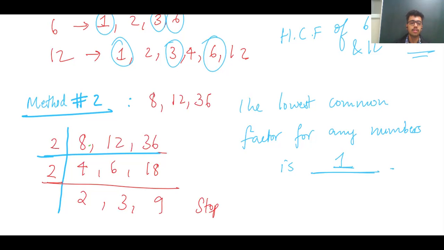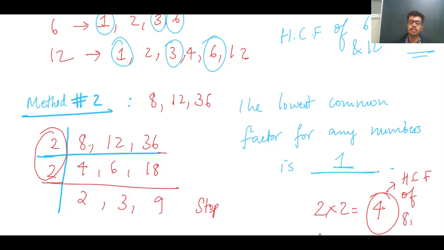So now the answer is this. 2 into 2 is 4. And this is the HCF of 8, 12, and 36.